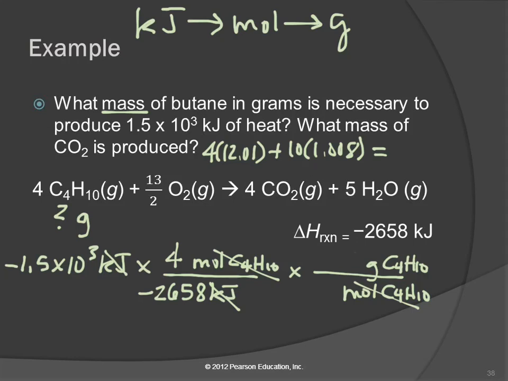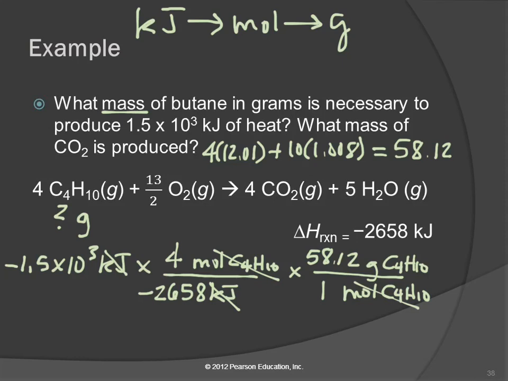Four times 12.01 plus 10 times 1.008 equals 58.12. That means 58.12 grams of butane is equal to 1 mole. So 58.12 grams is equal to 1 mole.